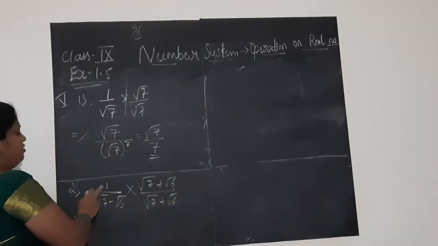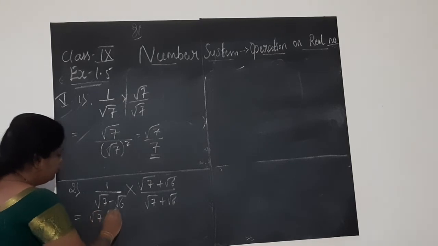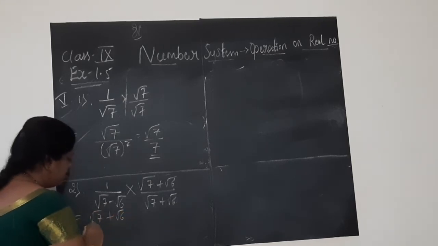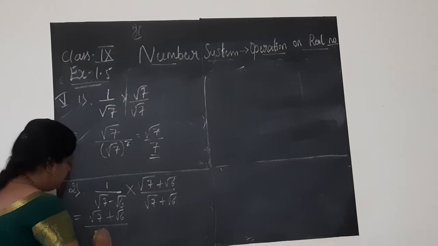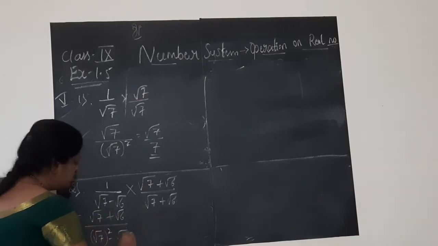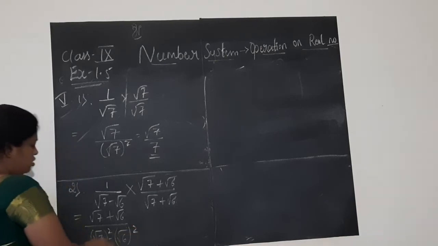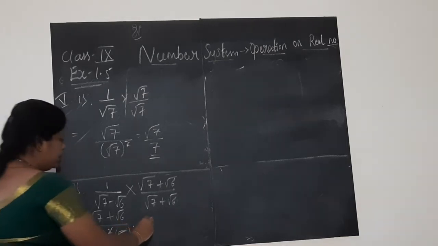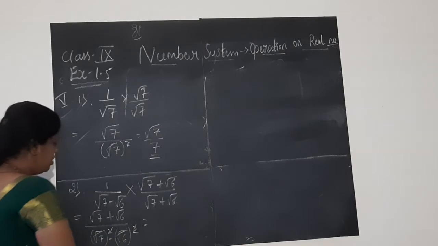Now simplify. 1 into this is the same: square root 7 plus square root 6. In the denominator, you will multiply individually: square root 7 whole square, minus into plus is minus, square root 6 whole square. The square roots will get cancelled. Here only I will write. You should write one below the other.